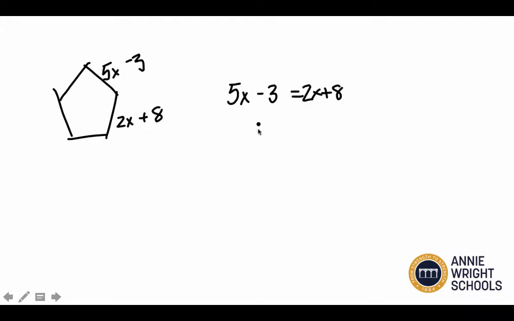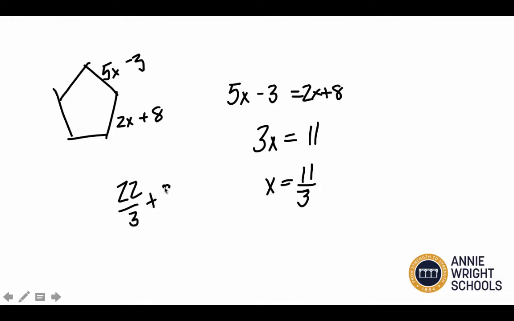I'm going to add 3 to both sides, subtract 2x. I get 3x equals 11, divide by 3, x equals 11 thirds. Remember though, it might ask, what is each side? So you plug in 11 thirds here, you get 22 thirds plus 8. That's 22 thirds plus 24 thirds. And the best answer for a length of the side in this problem would be 46 thirds.